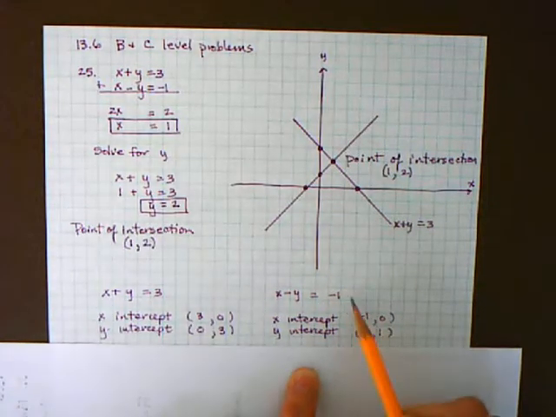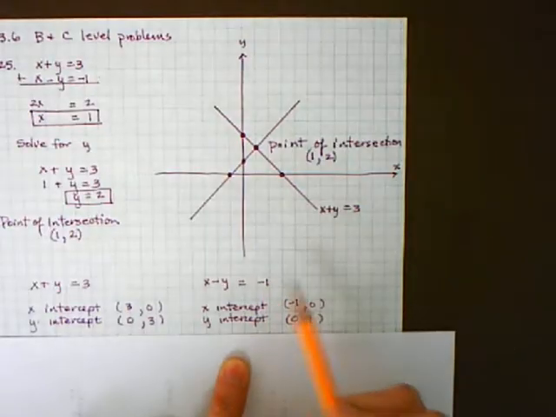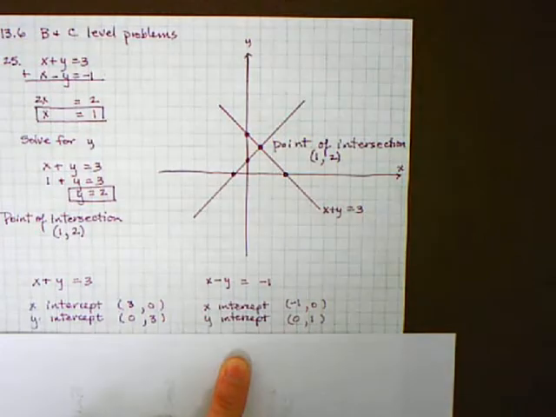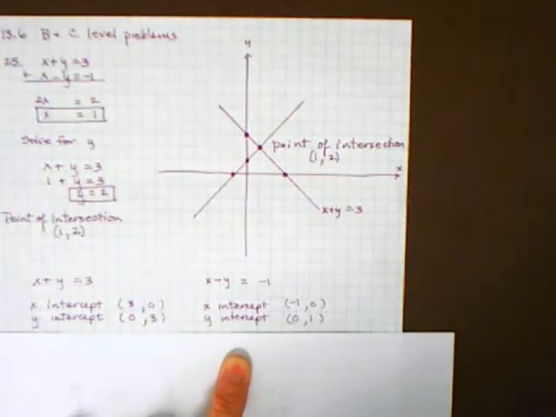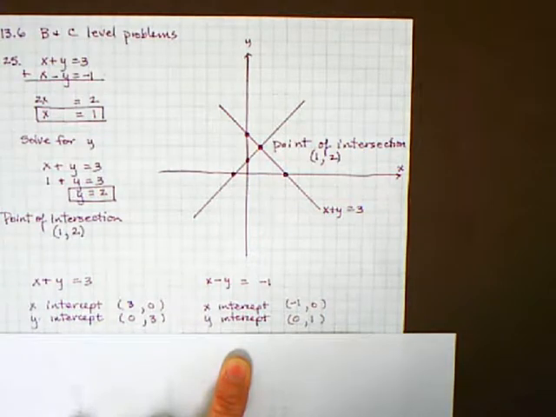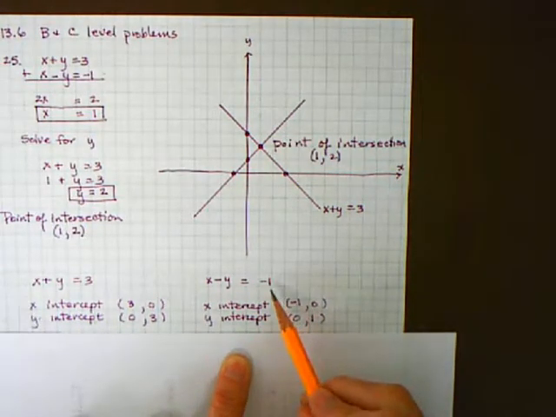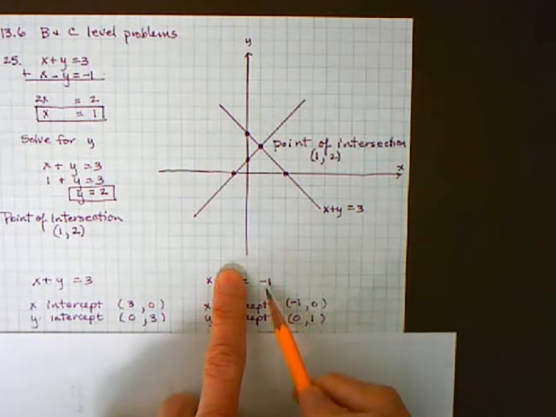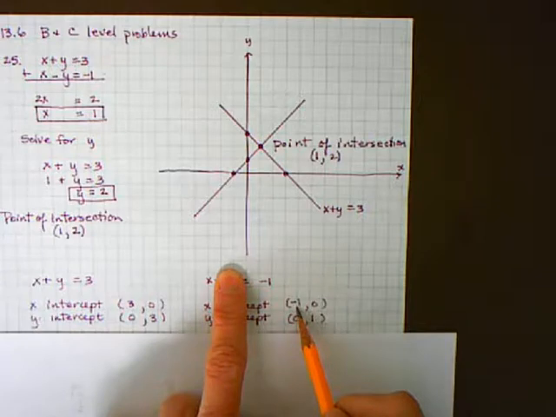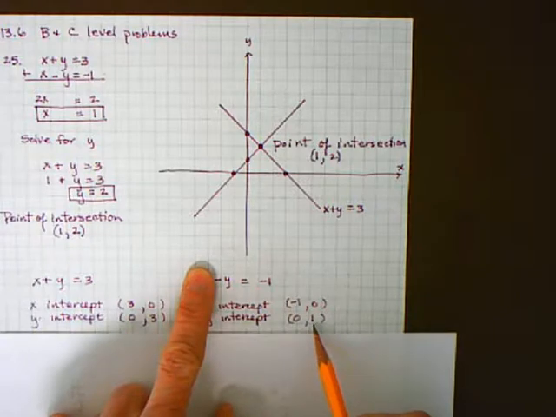Okay, now taking this second equation, x minus y equals negative 1. I'm going to try to focus this a little bit. I don't know if that made that any better. X minus y equals negative 1. When y is 0, you can see that the x-intercept is negative 1. Or the x-coordinate of the intercept is negative 1. When x is 0, you can see that the y-coordinate of the intercept is 1.